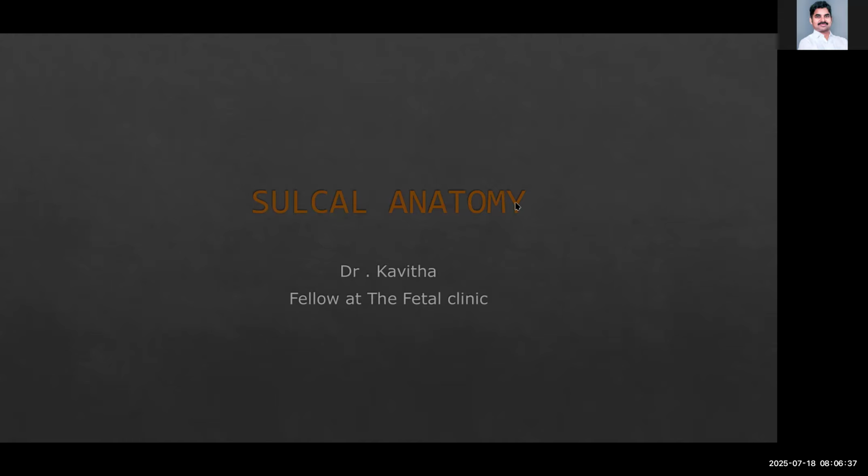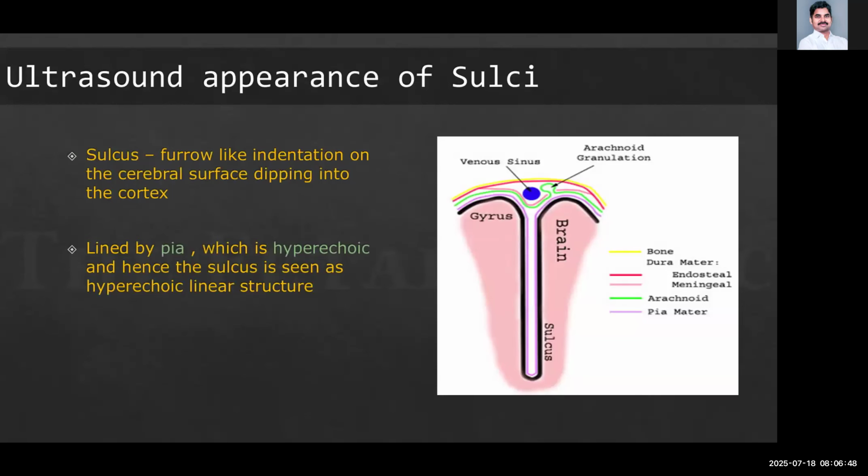Today's clinical physiology class is regarding sulcal anatomy and migrating cortical disorder. The first half of the session we will be discussing sulcal anatomy. A sulcus is a furrow-like indentation on the cerebral surface dipping into the cortex. The sulcus is lined by pia mater, which is hyperechoic, and hence the sulcus appears as a hyperechoic linear structure.